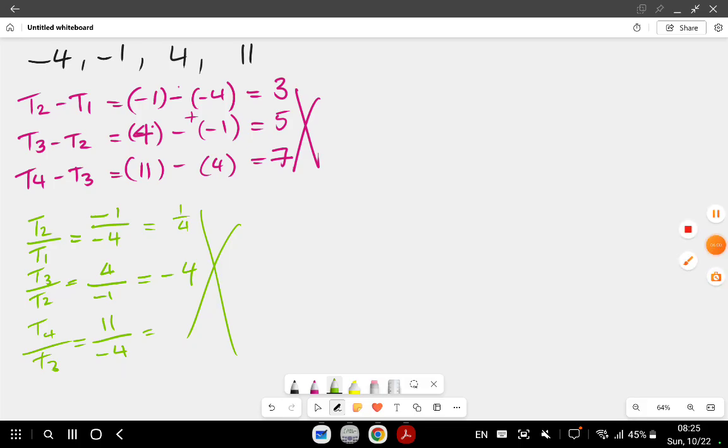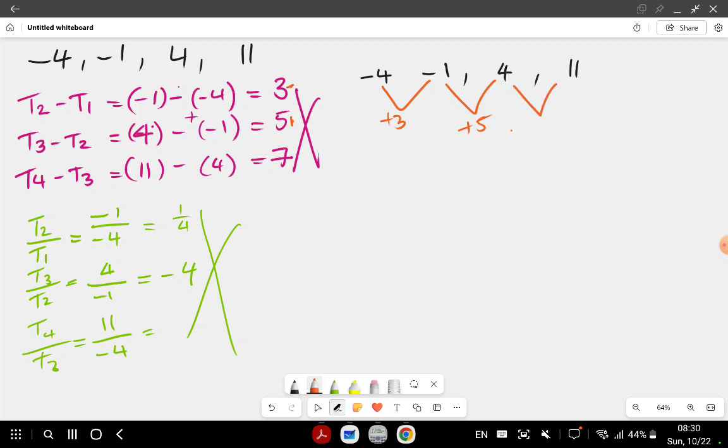All right. So now that we know it's not numeric or geometric, let's try something else. I've written the numbers again, and I want to see if I jump. I'm using these numbers. I'm saying plus 3, and then I jump again, it's plus 5, and I jump again, it's plus 7. Now, in between each of these, it's plus 2, right? So I can see there is a pattern. We just need to figure out how to write it.